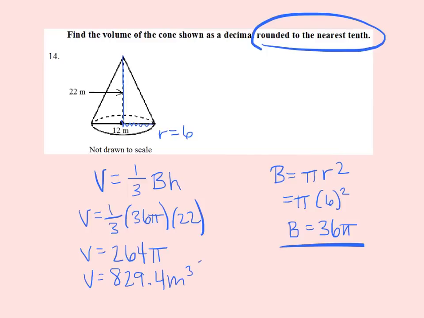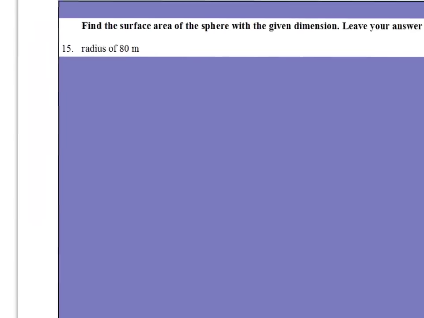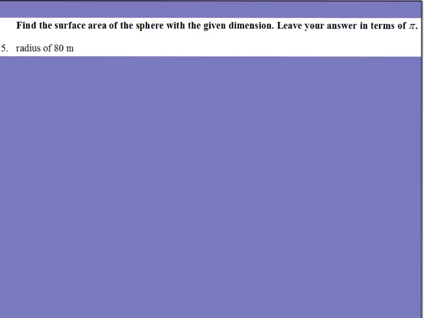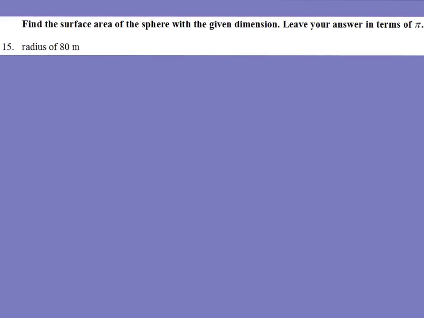All right, surface area of a sphere. Whoa, boy. Almost lost it there. Surface area of a sphere is the next problem that we've got. It says leave your answer in terms of pi. All right, so let's figure out what our formula is. We've got surface area of a sphere is equal to 4 pi r squared. They give us the radius right there. It's 80 meters. So let's go ahead and plug that in. 4 pi times 80 squared.